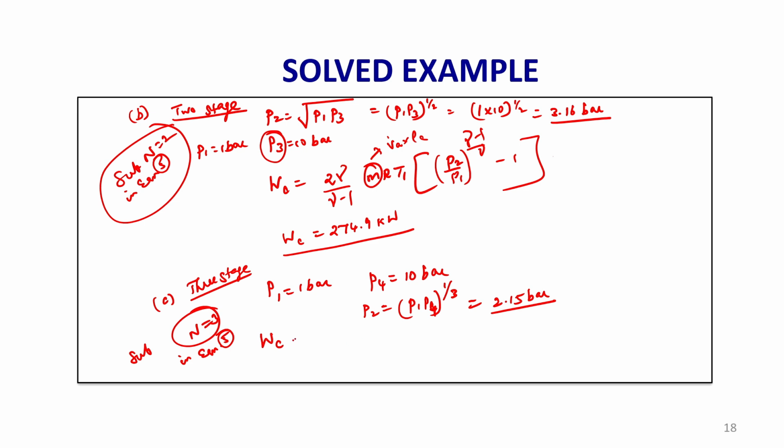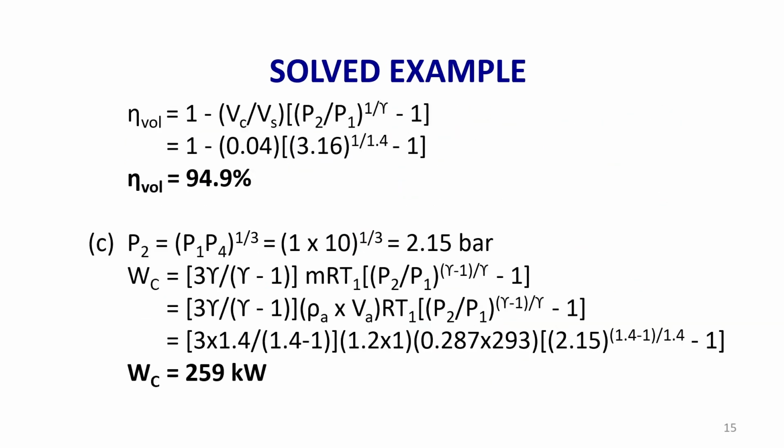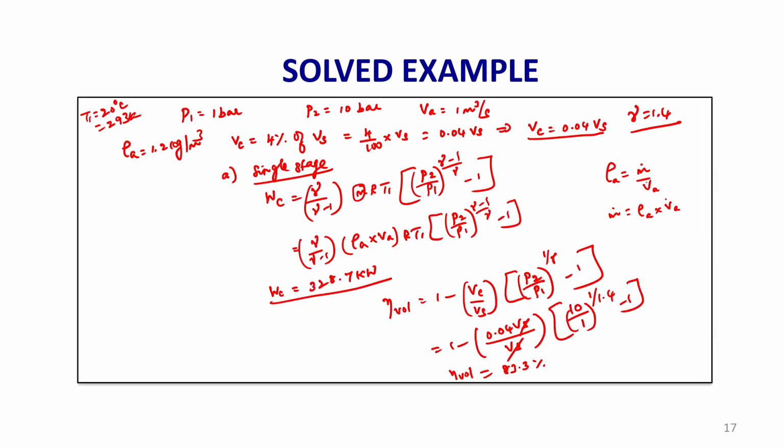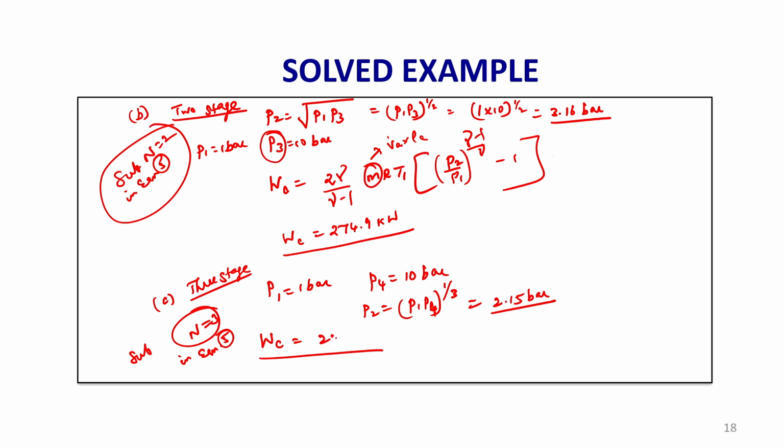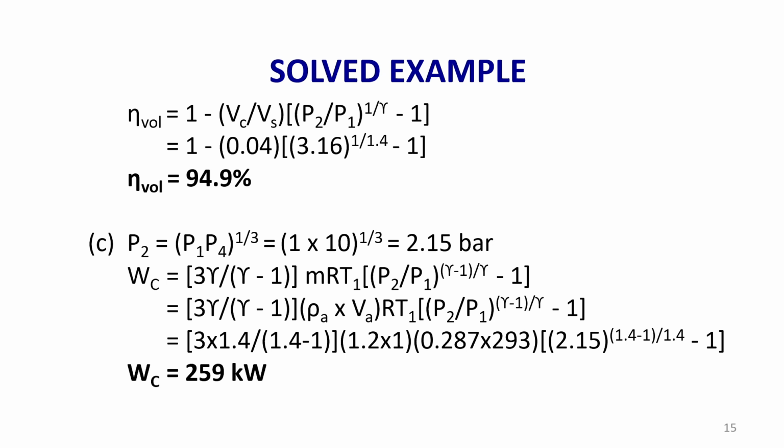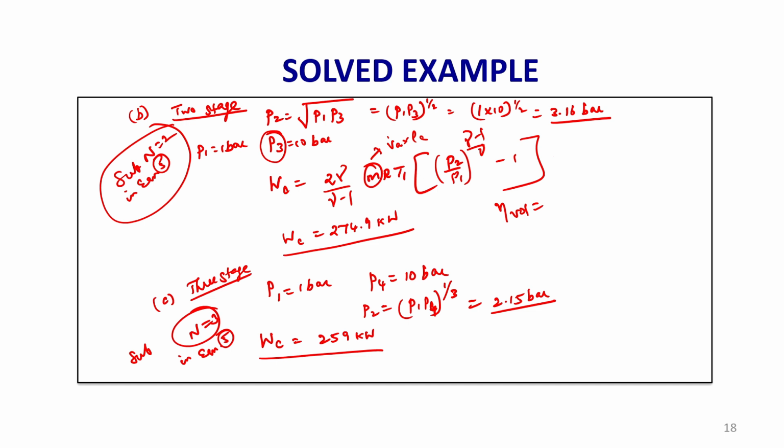When you substitute, you will get 3 gamma by gamma minus 1 into MRT1 into P2, where P2 is the intermediate pressure I have taken. For the 3 stage we are getting 259 kilowatt. So, it is still less than the 2 stage work of compression. Similarly, you can find the volumetric efficiency using this same formula, only the pressure ratio varies. It is 94.9 percentage for the 2 stage.